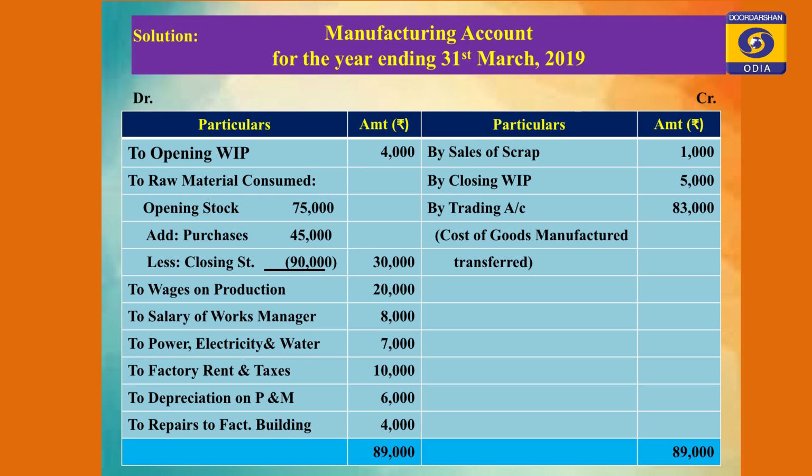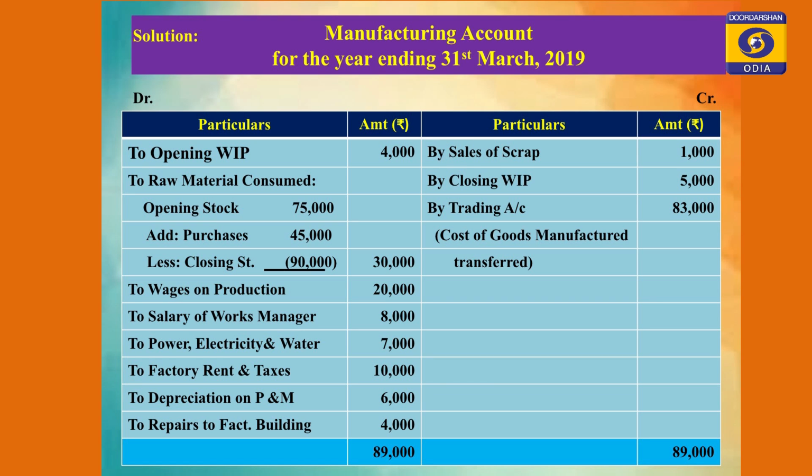Then we have depreciation on plant and machinery 6,000. Then we have repairs to factory building 4,000. Now let's come to the credit side. On the credit side we have by sales of scrap, that is 1,000 rupees. By sale of scrap given to us is 1,000, that will be shown on the credit side.